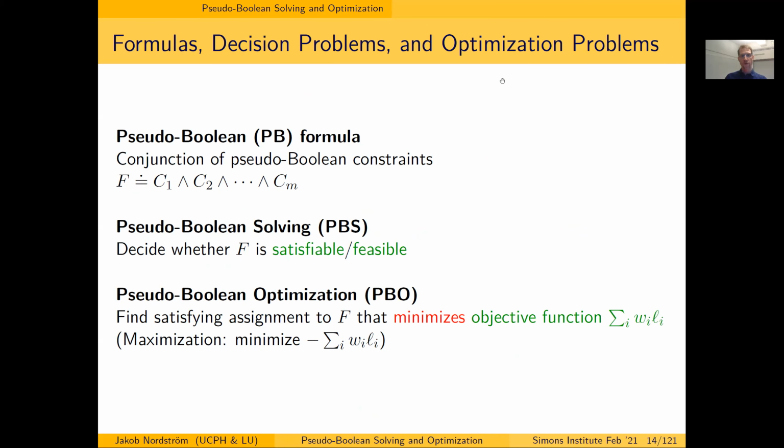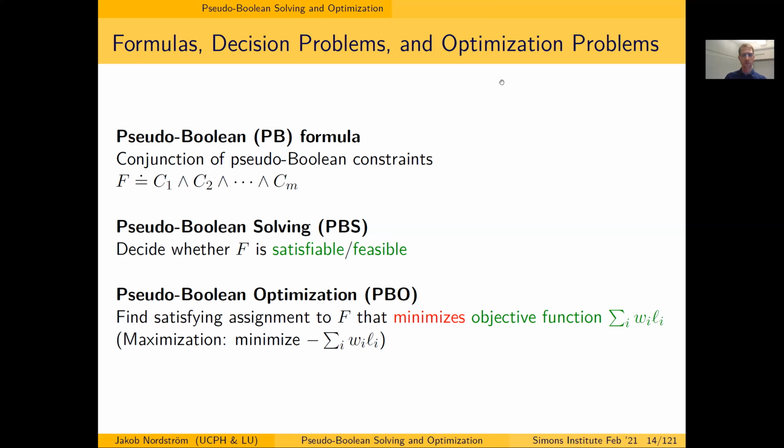So a pseudo-Boolean formula is simply a conjunction of pseudo-Boolean constraints. Sometimes we can write this as the set of constraints. Here I write it down as a conjunction of the constraints to make explicit that, in order for the pseudo-Boolean formula to be satisfied, all constraints should be satisfied. And pseudo-Boolean solving is the problem, given a pseudo-Boolean formula, to decide whether it is satisfiable, or whether it is feasible, which is another term that is used for this.